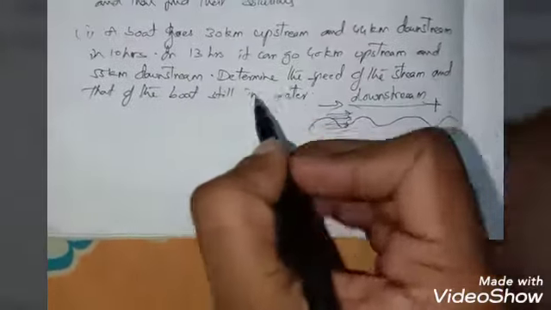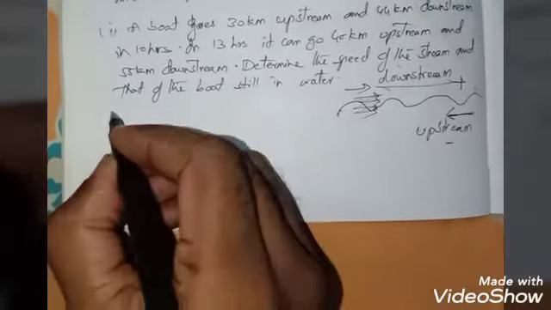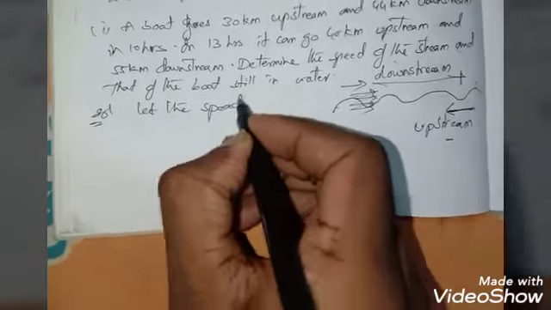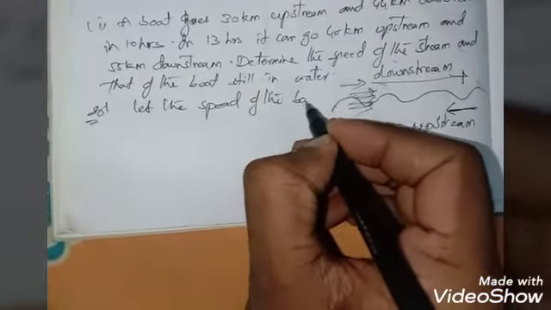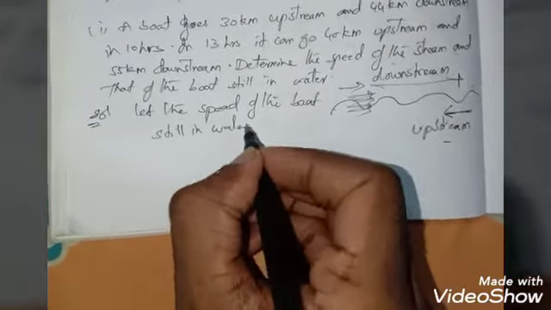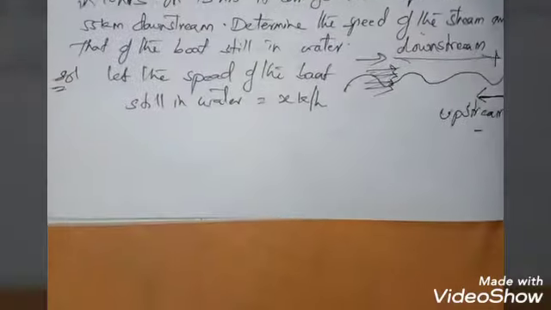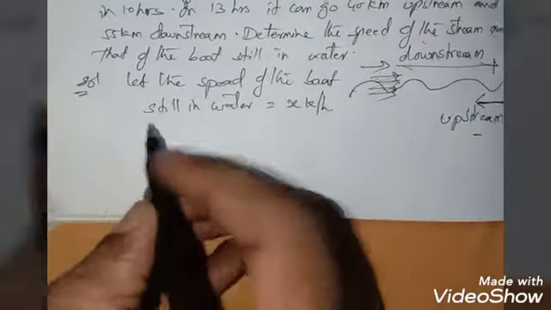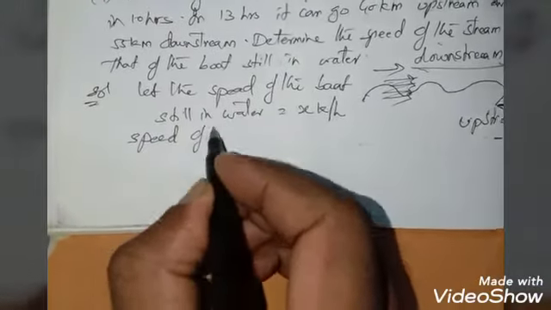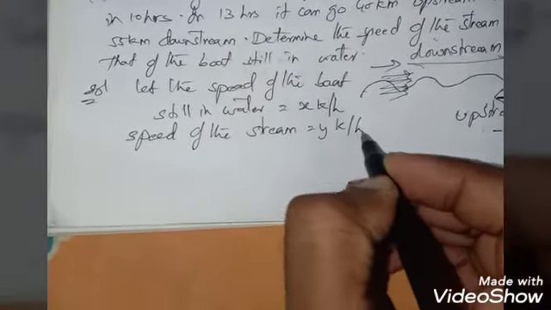Now what we have to find here: determine the speed of the stream and that of the boat in still water, right? So we are assuming that let the speed of the boat in still water be x km/h, right? So after assuming the speed of the boat in still water is x km/h, then we have to find the speed of the stream. So we are assuming the speed of the stream as y km/h.